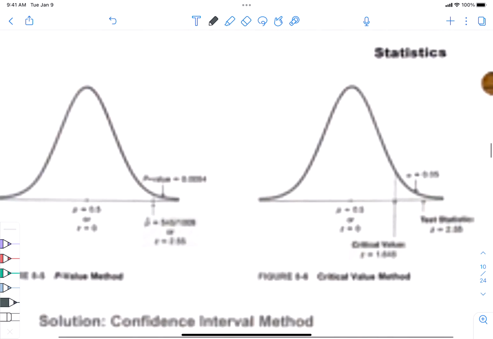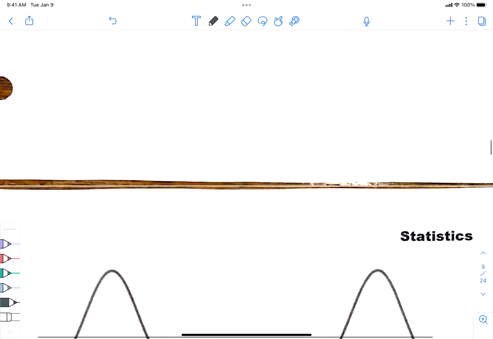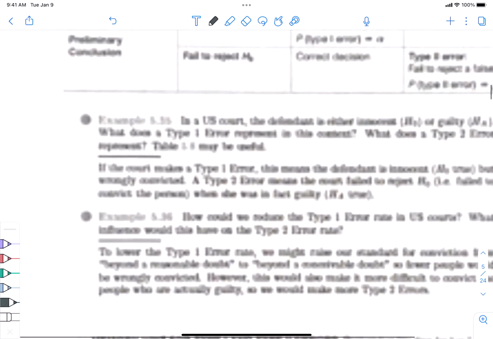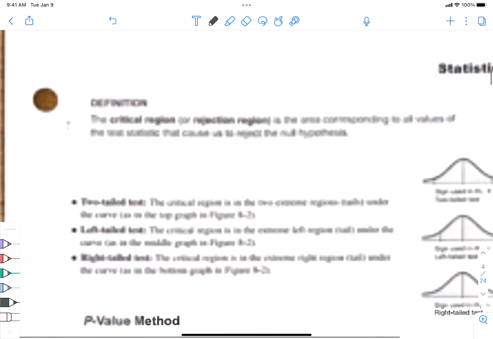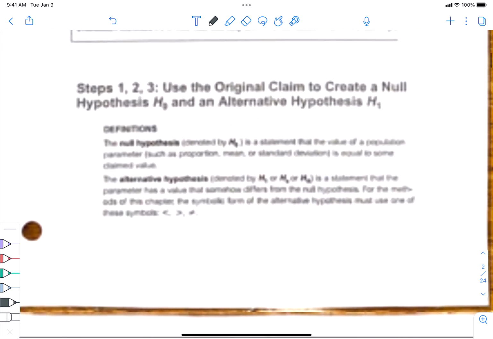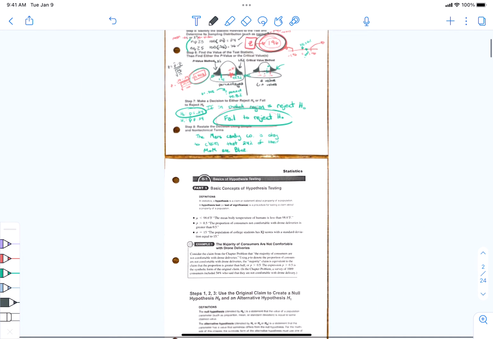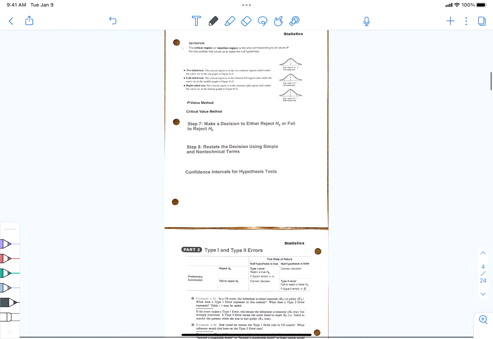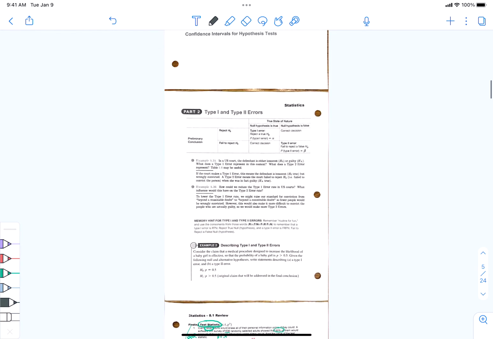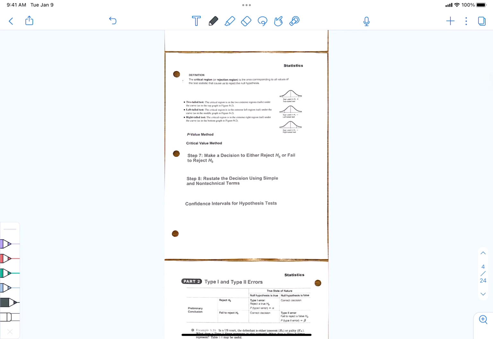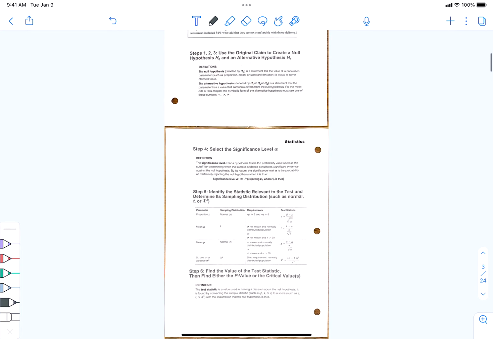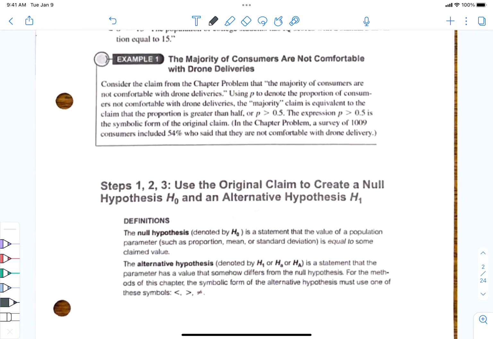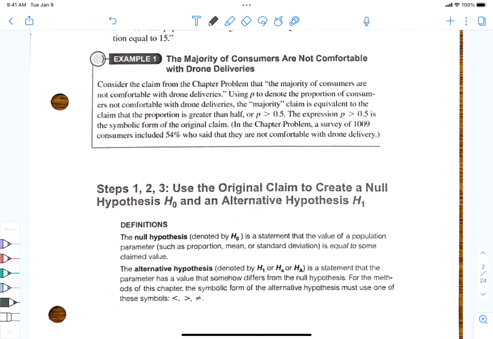All right, we're going to do an example. If you're coming back to the video here, we're going to do another example of a critical value method. Let me see what we've got here. Basic concepts of hypothesis testing. P-value method. Critical value method. I need an example. What is it? Oh, there it is.